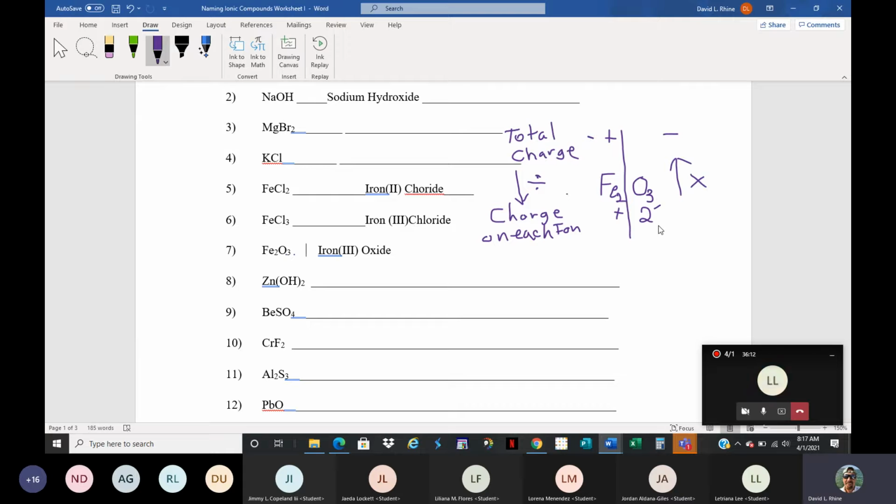All right, so now I know from the previous problem that oxygen's always 2 minus. So 2 times 3 is 6. Therefore, my total positive charge must be 6. 6 divided by 2 is 3. So that tells me that I've got iron 3 oxide.